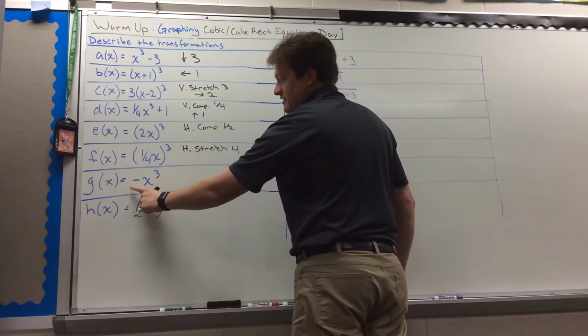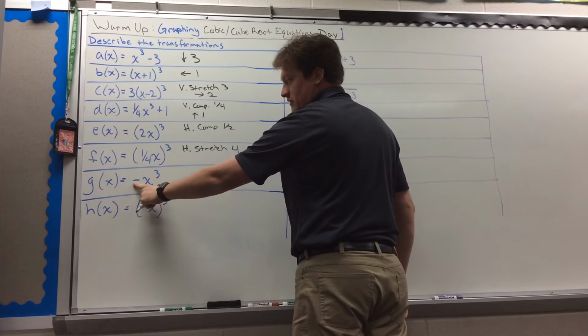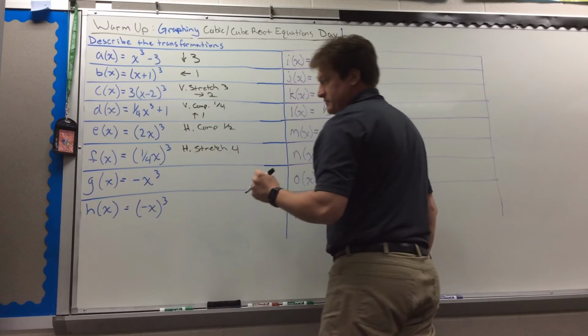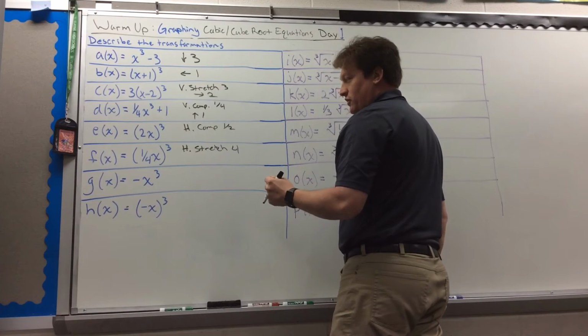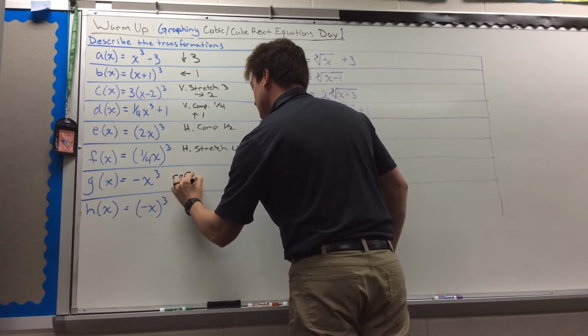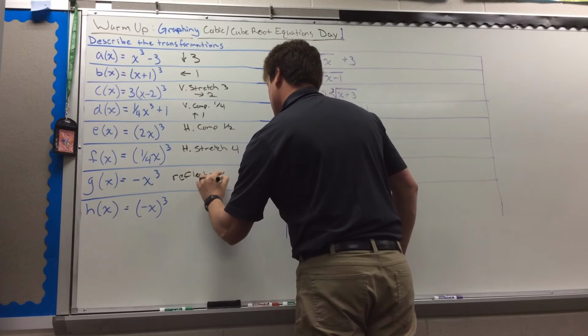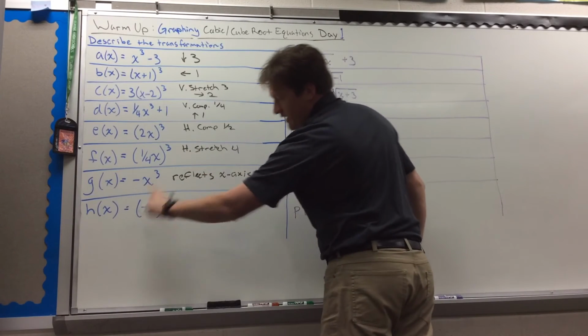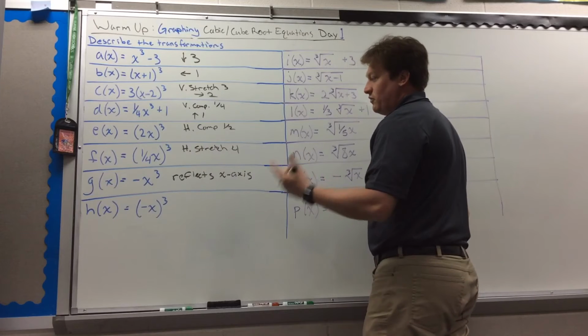Negative on the outside. This is an A value transformation. If the A value is negative, notice that I don't have parentheses here, then this is going to be a reflection over the x-axis. So then if the negative is on the inside of the parenthesis, you're going to reflect over the y-axis.